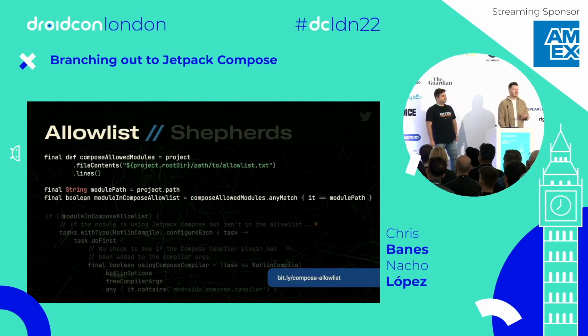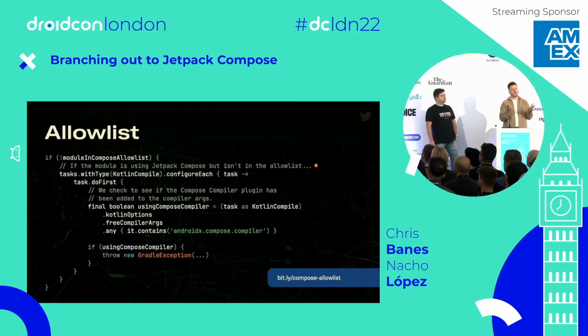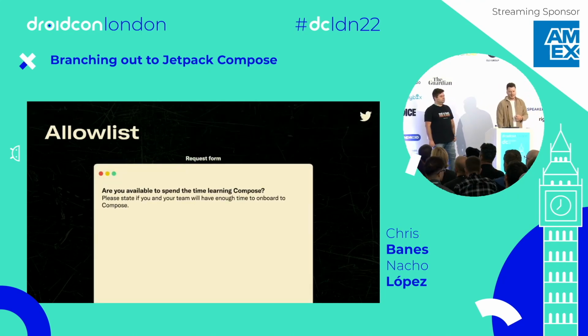So the mechanics of the allow list is pretty simple. It's just a text file that's checked into the source tree. It just contains a list of Gradle modules, and then there's some Gradle code which basically checks if Compose is being used, and if that module isn't in the list, then it throws an exception and the build fails.